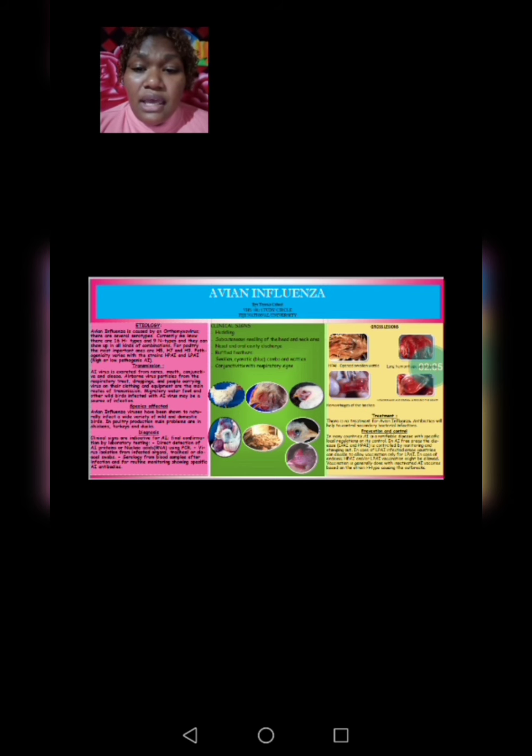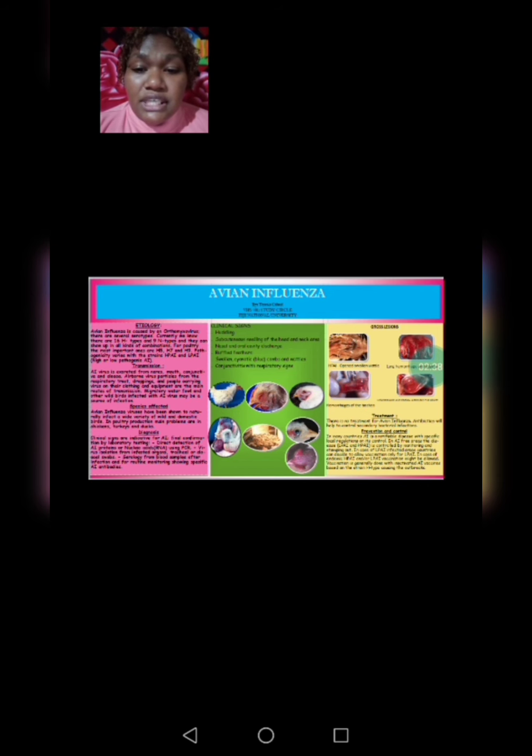To begin with, avian influenza is caused by orthomyxovirus. There are several serotypes. Currently, we know there are 16 H types and 9 N types, and they can show up in all combinations. For poultry, the most important ones are H5, H7, and H9. Pathogenicity varies with the strain, that is highly pathogenic avian influenza and low pathogenic avian influenza.